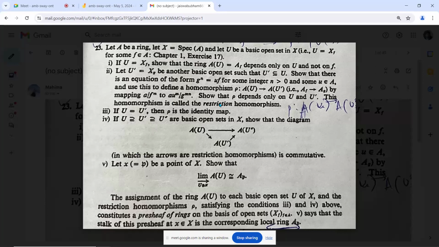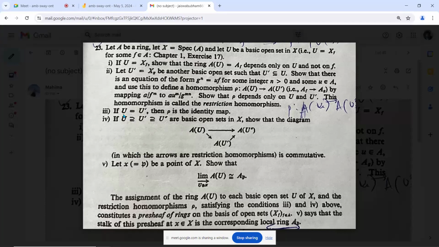So we have this restriction map. Yes, and it is a pre-sheaf, right? Because it's a contravariant functor from the collection of open sets. So in that sense, it is a pre-sheaf provided you verify these things. But let us see what is to be verified.